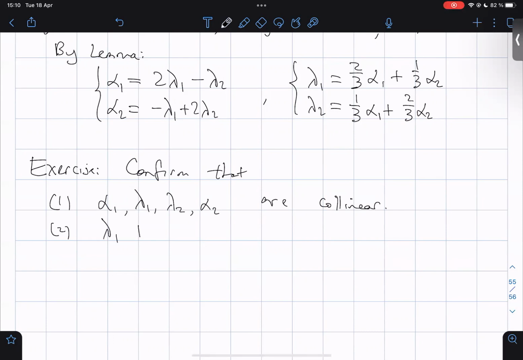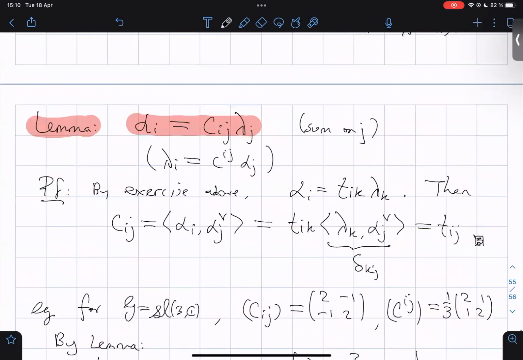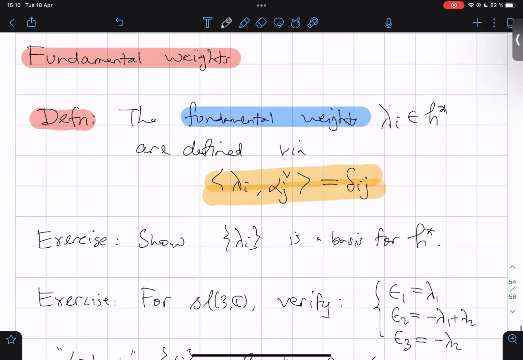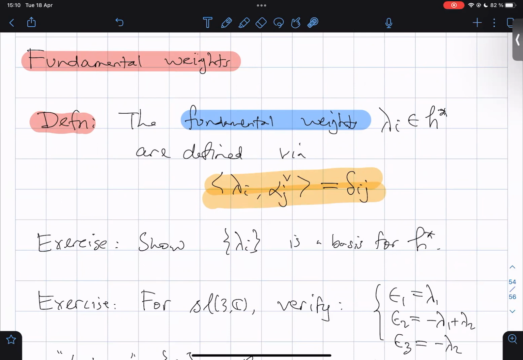Lambda 1 is perpendicular to alpha 2. We know that from this definition, actually, here, right? Lambda i with alpha j. So if j and i are distinct, then this is 0. So lambda 1 is going to be perpendicular to alpha 2. Lambda 2 is going to be perpendicular to alpha 1.